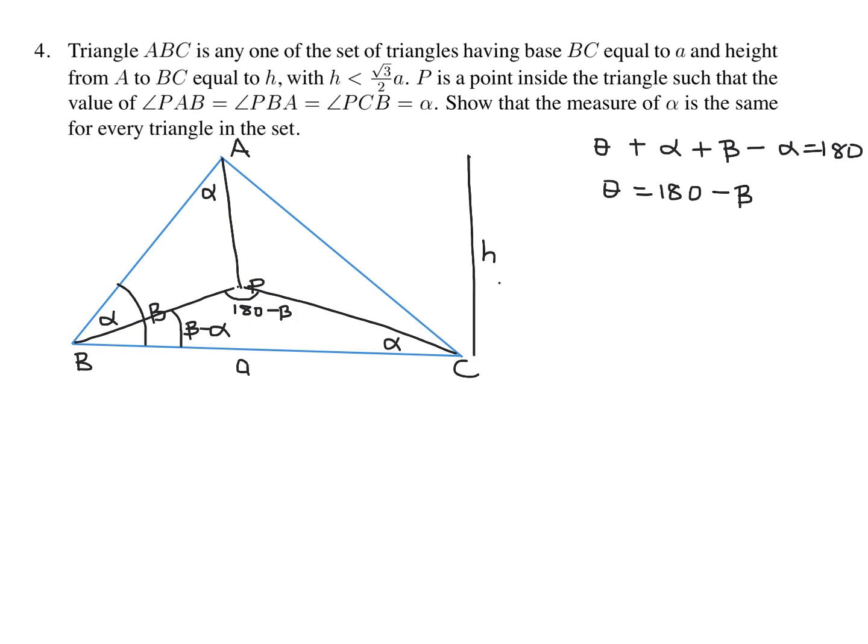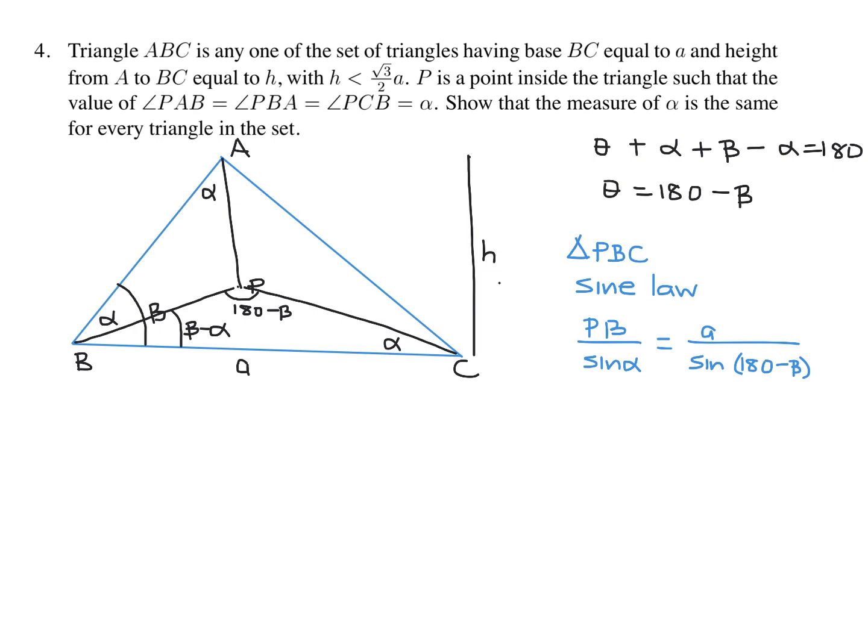Okay, I think we're done with labeling. Now we move into the part of the question that solves this. And we're going to use the sine law. So first, on triangle PBC, we will use the sine law. So the sine law using triangle PBC, this triangle down here, we have PB over the sine of alpha is equal to A over the sine of 180 minus beta. Correct?